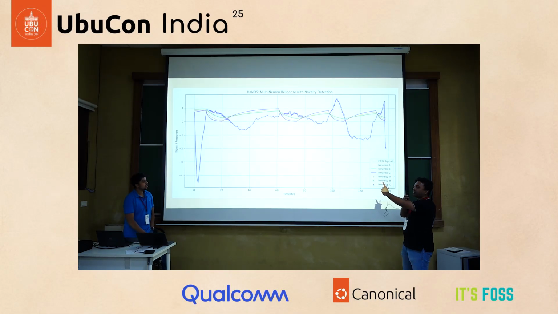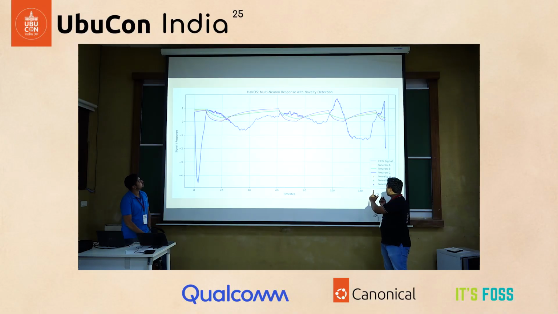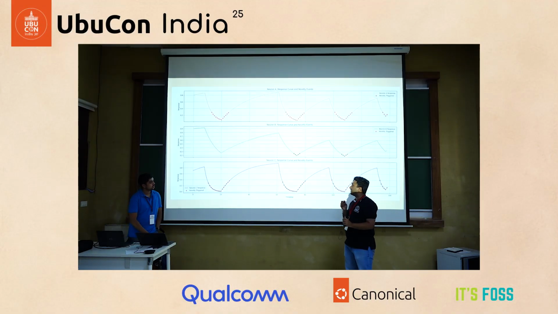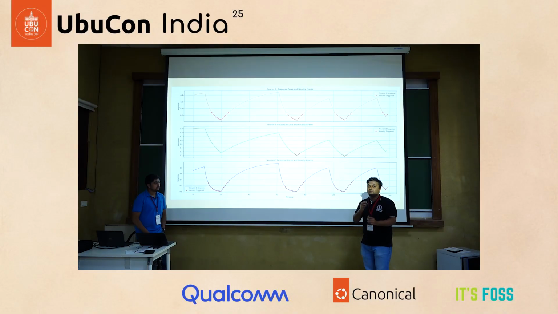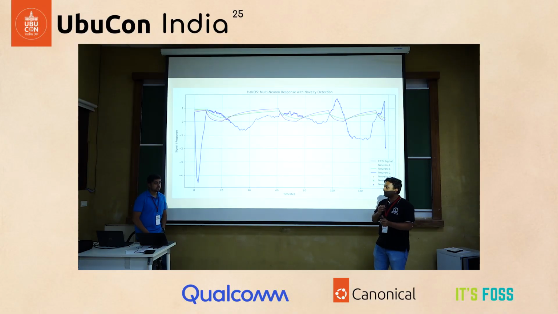I wanted to show you the novelty over there. Each of the three neurons is showing the novelty in the exact same place. That is only because we have a global threshold as of now, and we've not trained them individually to have different thresholds.